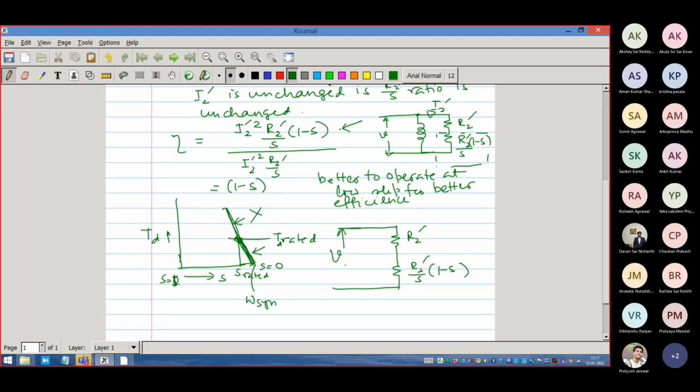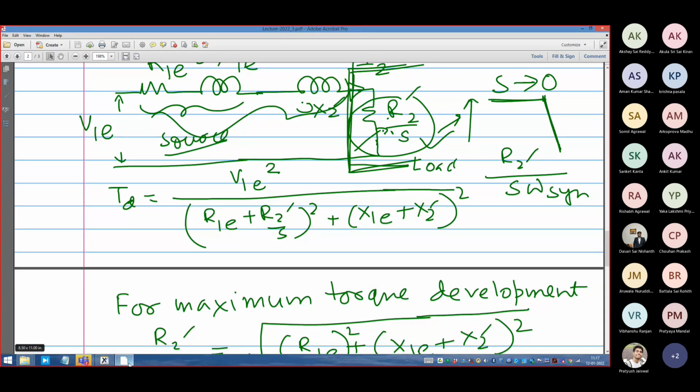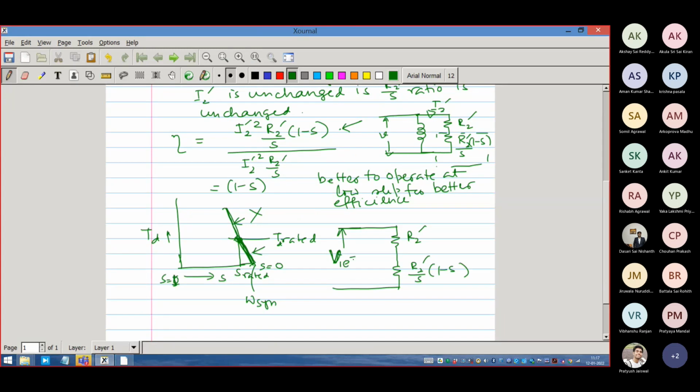This is V1. V1 equivalent is now equal to V1. That is the terminal voltage that I am giving. Obviously, this is the per phase equivalent circuit. Don't think that it is 415. It is 415 by root 3. That is the voltage we are giving, and this primary current is equal to I2 dash.